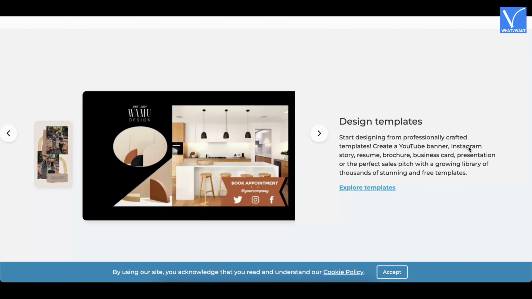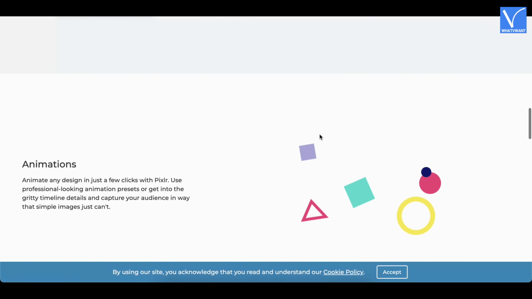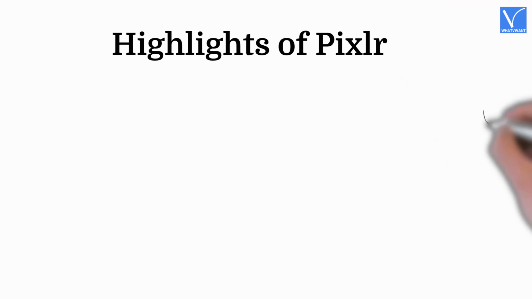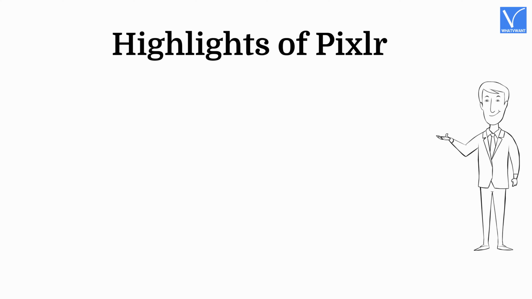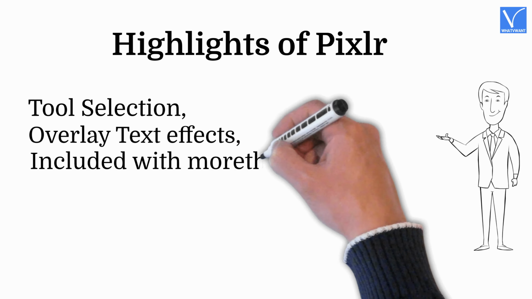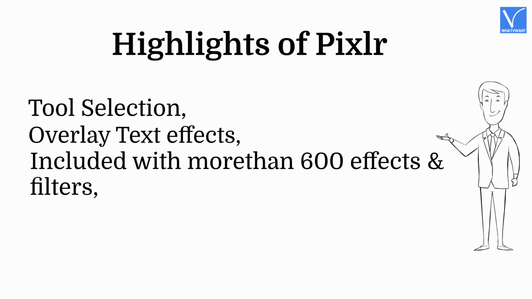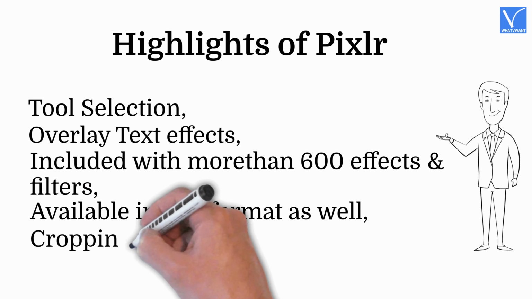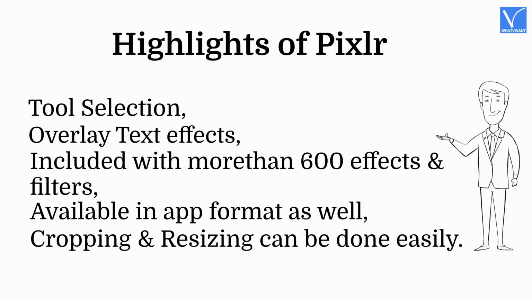This is available for both Android and iOS. Apps don't help you much in adding more effects. So, it's better to go with the web-based tool. Highlights of Pixlr. Tool selection. Overlay text effects. Included with more than 600 effects and filters. Available in app format as well. Cropping and resizing can be done easily.